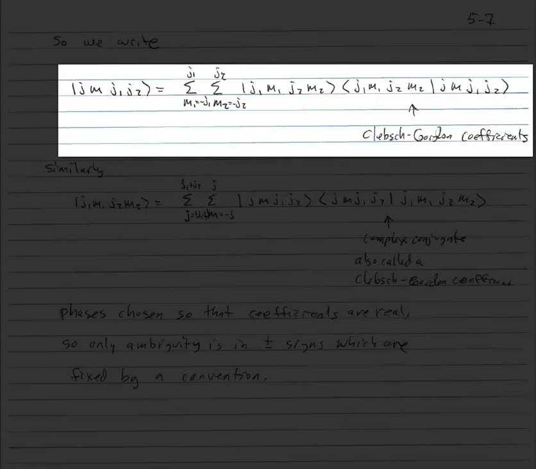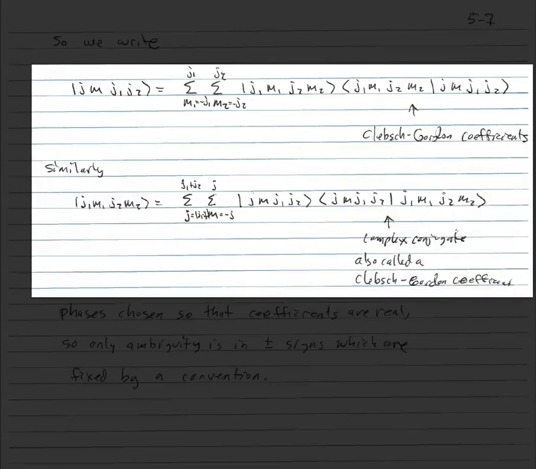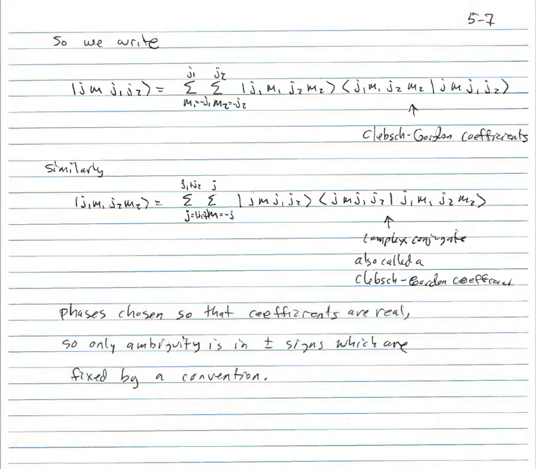That's the Clebsch-Gordan coefficient. And we can do a similar thing for the |j1, m1, j2, m2⟩ representation, summing over a ket-bra object of the |j, m, j1, j2⟩ states. And that's the complex conjugate of the Clebsch-Gordan coefficient. We also call it a Clebsch-Gordan coefficient. Now, the phases are always chosen so that those coefficients are real, and then the only ambiguity is going to end up being plus or minus signs, which are fixed by a convention that we're going to use.